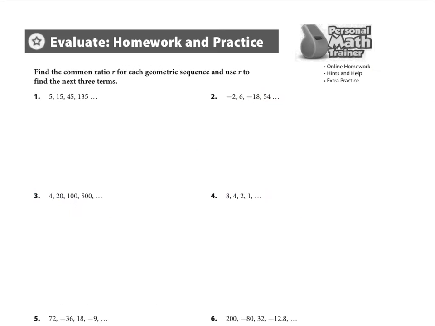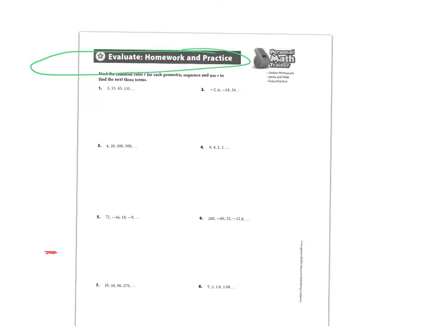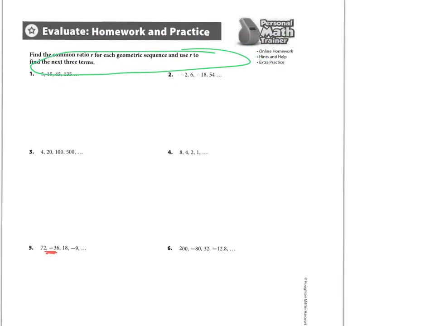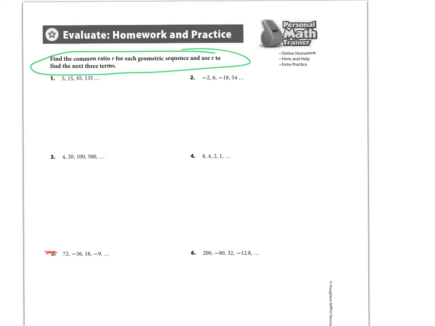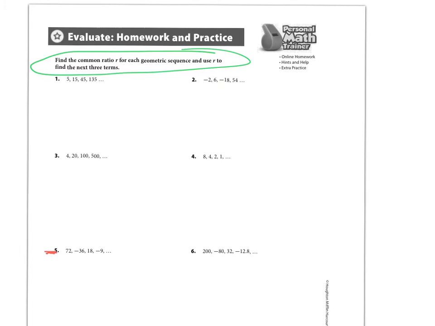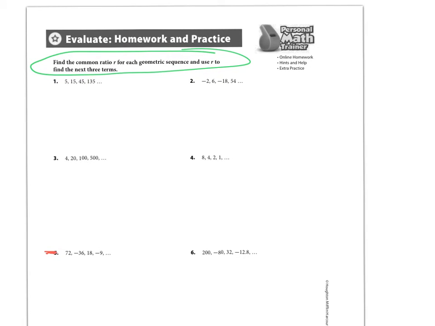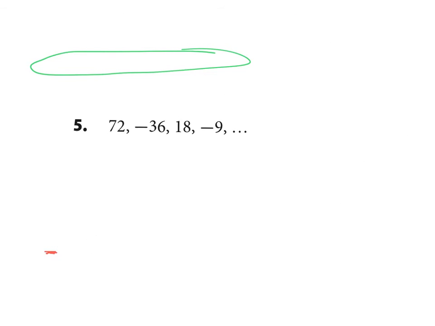We're getting to do some of the homework practice problems. Okay, so let's look at some of these. It says find the common ratio for each geometric sequence and use R to find the next three terms. So we're going to do problem number 5 here.